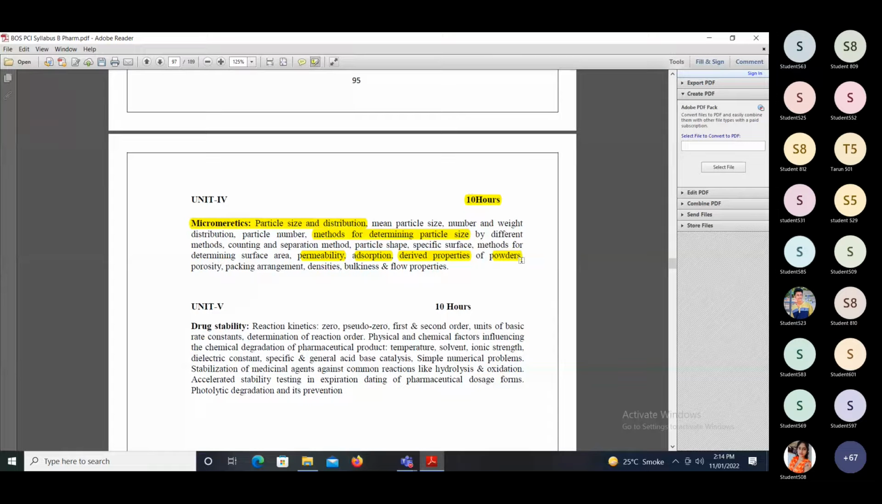And then go for the densities, the different types of densities you have to determine. Among the different types of density, particularly tap density, bulk density, and Carr's index, you have to determine. And then go for determination of bulkiness.